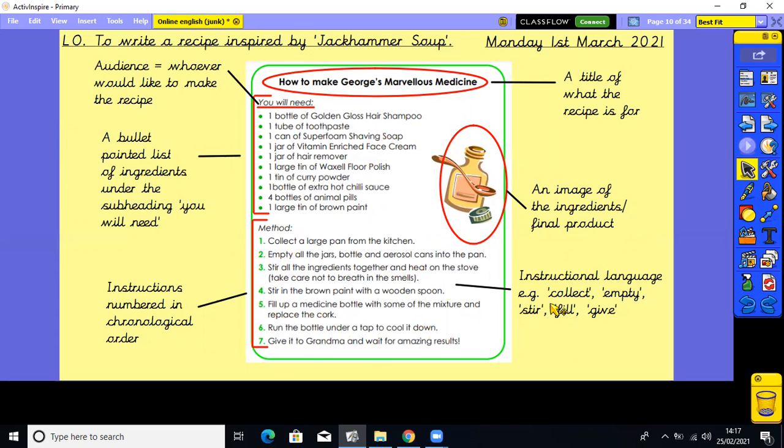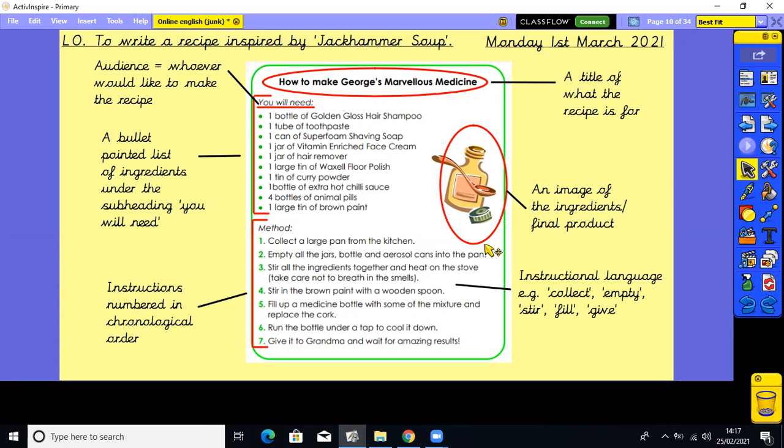So for example, we've got collect, empty, stir, fill, give. So they're not saying, please, could you go and collect? They're saying, go, collect, okay? So it's instructions, it's straight to the point, and it's quite abrupt. So we've got collect, empty, stir, and so on.